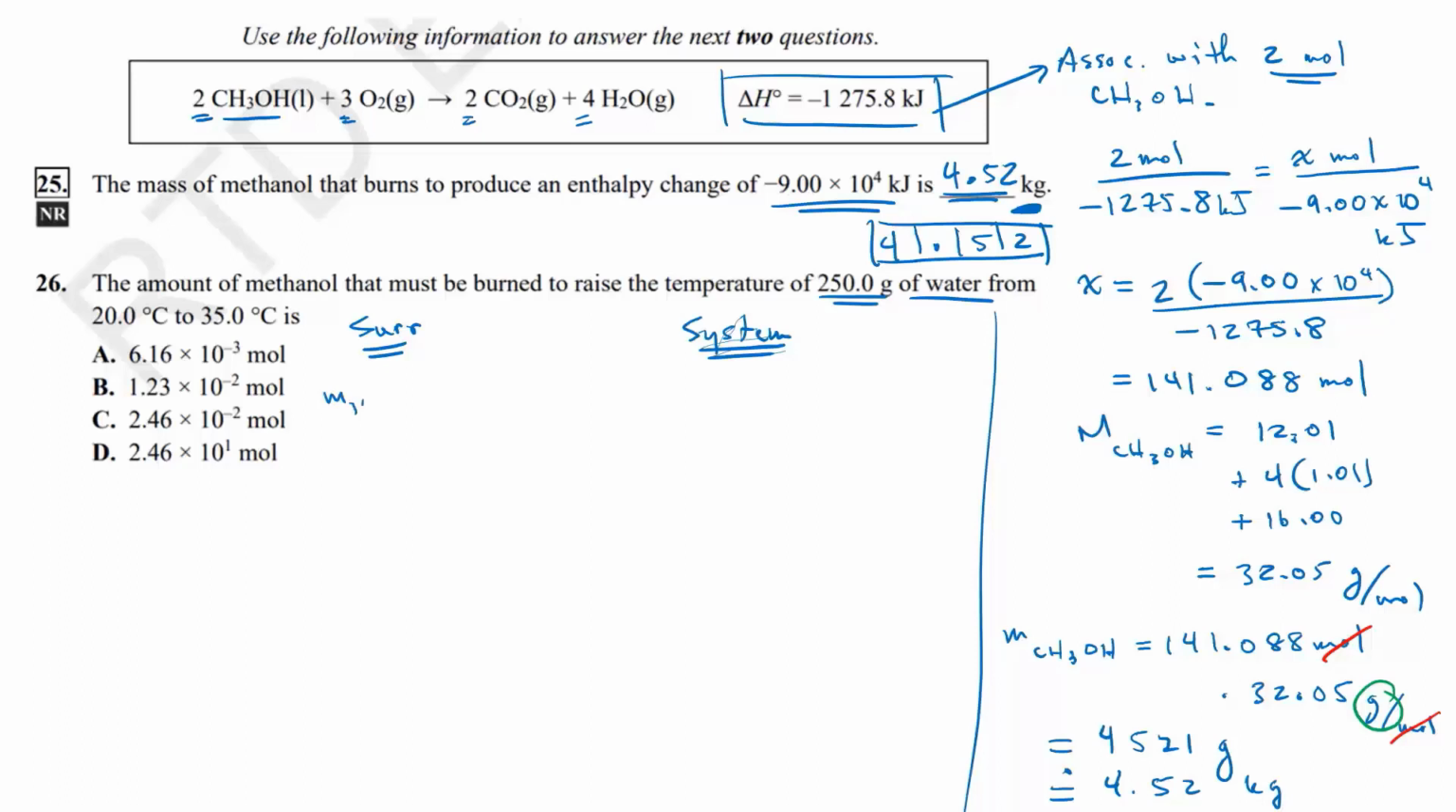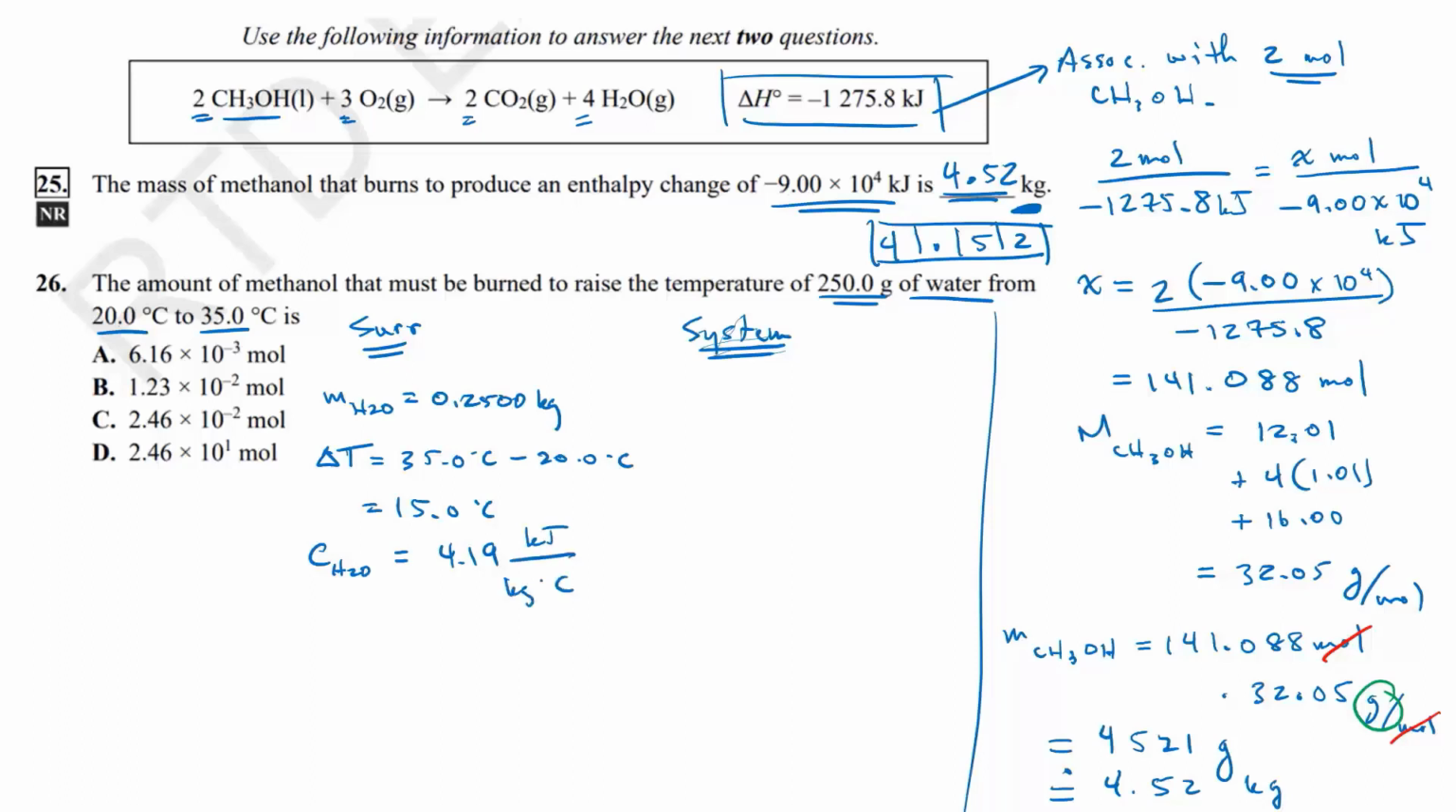This is a mass of H2O. Remember what I said before, we want our mass of H2O in kilograms, so this is going to be 0.2500 kilograms. This is an initial temperature, this is a final temperature. We can easily calculate our delta T, 35.0 degrees Celsius minus 20.0 degrees Celsius. What do we get? We get 15.0 degrees Celsius. And of course, we have our specific heat capacity of water, 4.19 kilojoules per kilogram degrees Celsius.